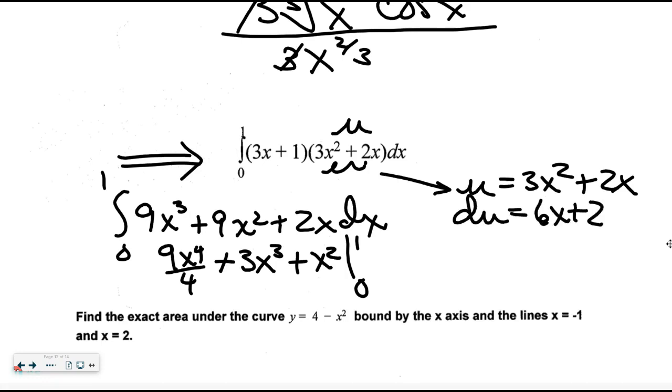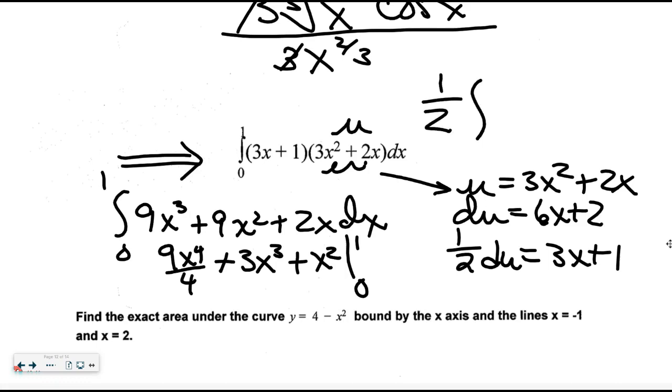6x plus 2. That's a multiple of this, correct? It's twice. So if I did a half du, I would have 3x plus 1. Is this cleaner? Yes, the arithmetic's going to be way easier, but this is where he's going to have to be careful because he's going to do 1/2 and he's just got u du. But what do you have to make sure you do if you're going to work with that? Change the limits. All right?